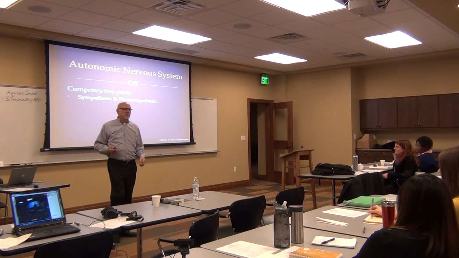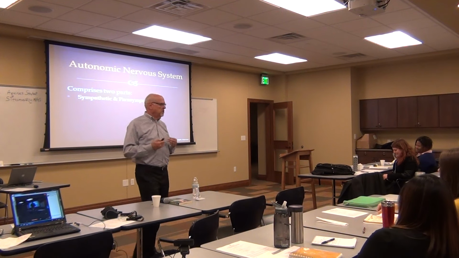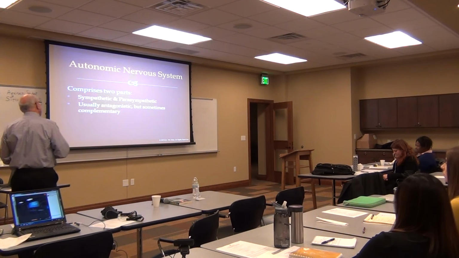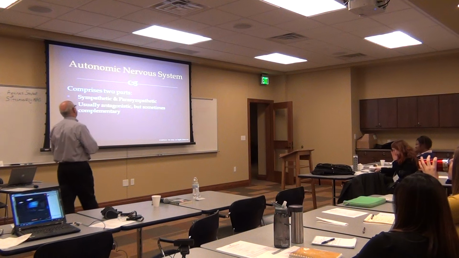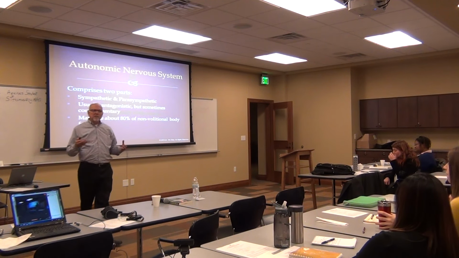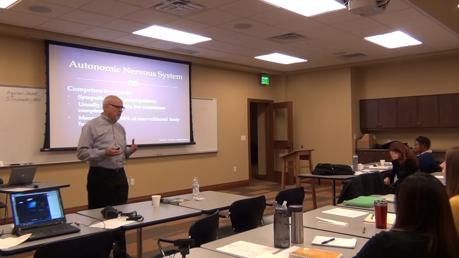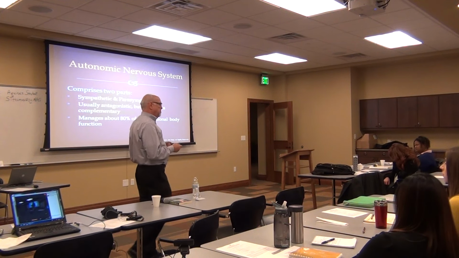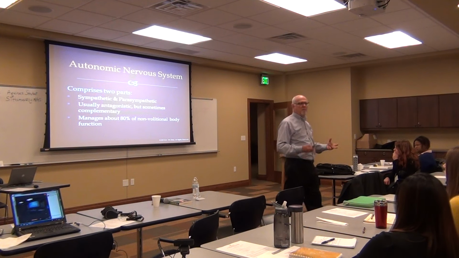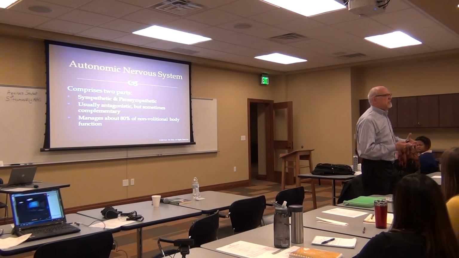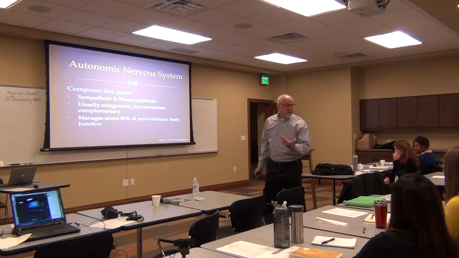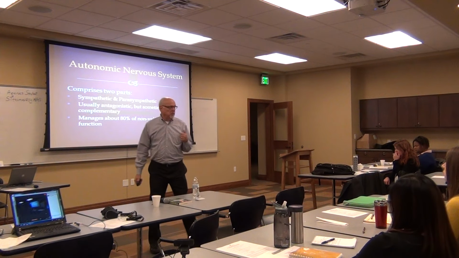So there are two parts to the autonomic nervous system, sympathetic and parasympathetic. They are usually antagonistic, but sometimes complementary. And that system manages, roughly speaking, 80% of our non-volitional or usually non-volitional body function. So things like waking and sleeping and digesting food and your heart beating and breathing and swallowing and salivating and all of those kind of things are managed quite nicely without you paying any attention to them at all.